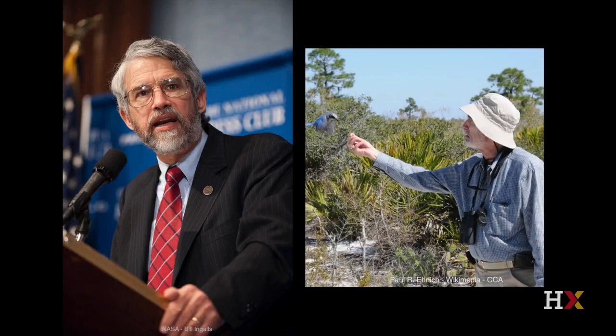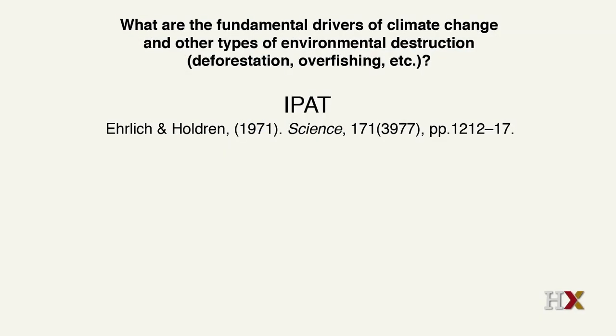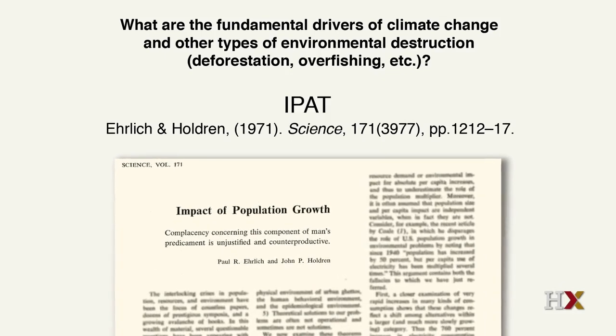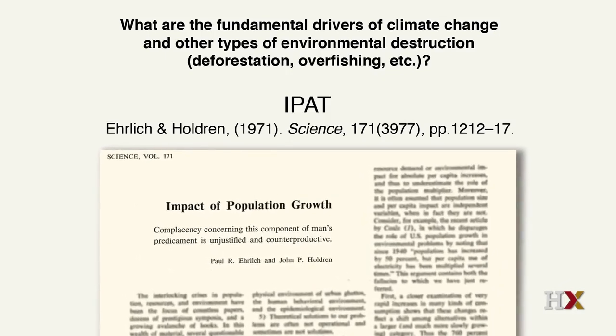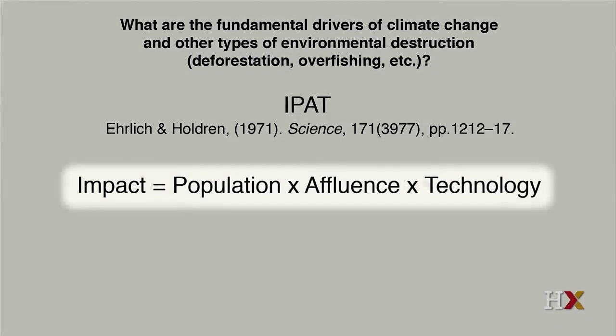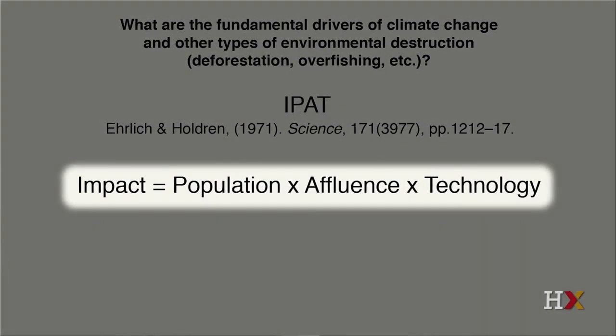In the early 1970s, John Holdren, who's now President Obama's science advisor, and Paul Ehrlich, a biologist at Stanford, wrote a paper that describes a simple way of thinking about how different environmental impacts are affected by ultimate drivers like population, economic growth, and changes in technology. Their paper is sometimes referred to as IPAT from the basic equation they wrote, which is just that impact equals population times affluence times technology.